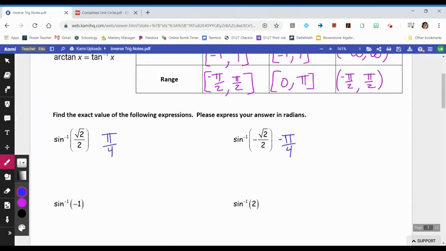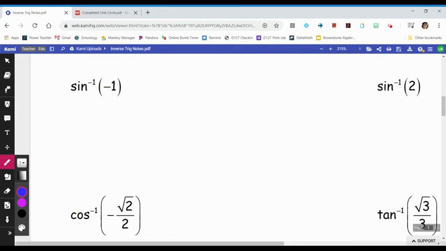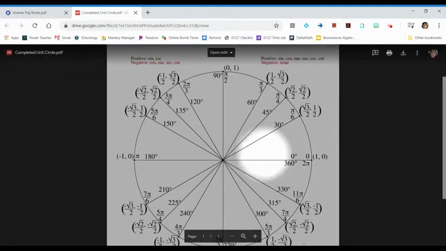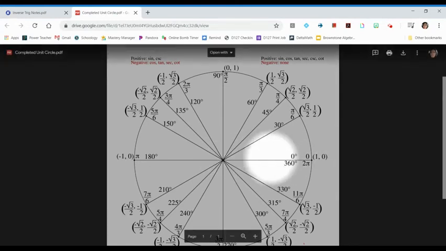Okay, on to our next problem. Sine inverse of negative 1. Where is sine negative 1? Well, sine and cosine are positive and negative ones at the quadrantal values, or the values where the angles would have a terminal side at the quadrant lines or the axes.